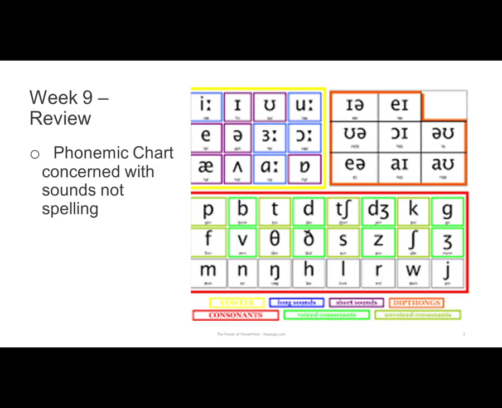So to review week 9, we started talking about the actual phonemic charts, the IPA, the different sounds of English. Something to remember is that when we talk about the sounds and the phonemes and IPA, it's the sound of English, not the spelling. Those are different. And so it is something that we'll need to work our minds around, as it were.